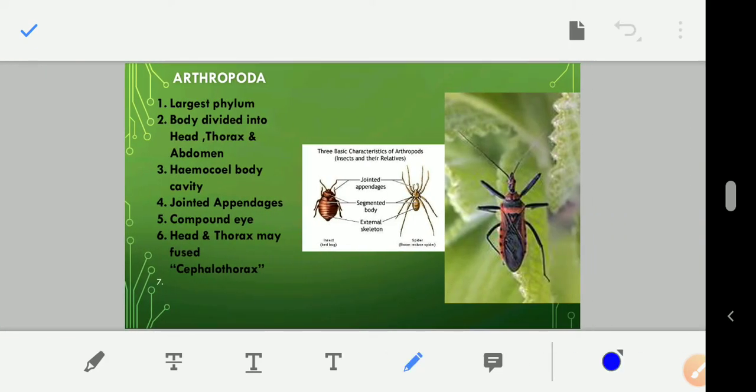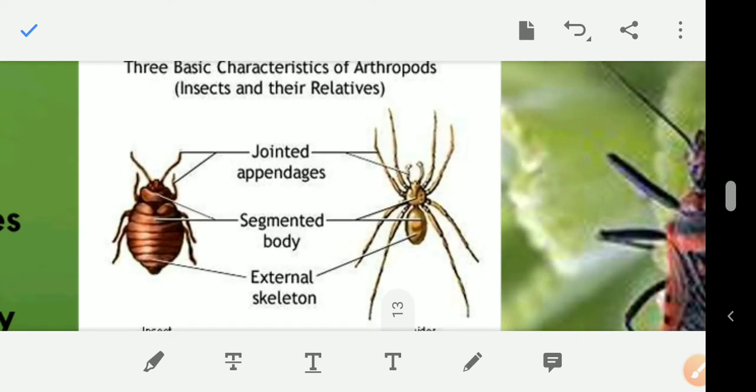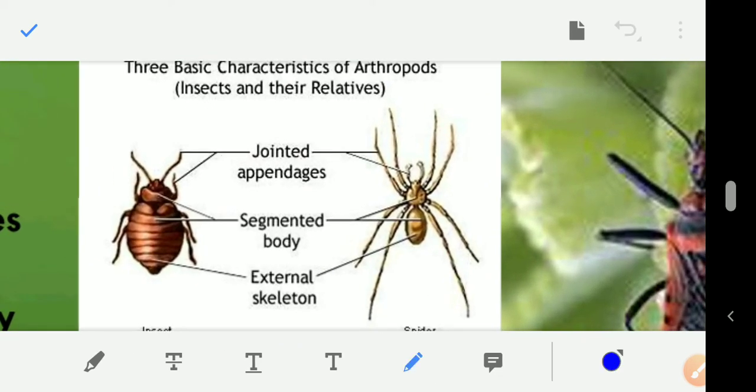Arthropoda, it is the largest phylum. We have around 65% or 70% of animals out of the entire biodiversity, and from that, maybe 70% are insects. The body is divided into three parts: head, thorax and abdomen. Look here. The body is divided into three parts: head, thorax and abdomen.